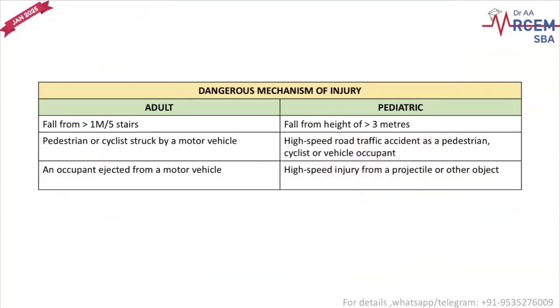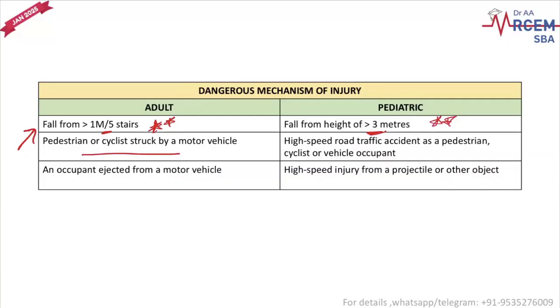I mentioned dangerous mechanism of injury twice, in the adult one and in the pediatric one. I didn't mention what a dangerous mechanism of injury is because I want it to be compared. A fall from a height of more than 1 meter or 5 stairs in an adult is considered a dangerous mechanism of injury. In pediatrics, it is more than 3 meters, not 1 meter. This is an important difference. That's why we are looking at it in a different slide.